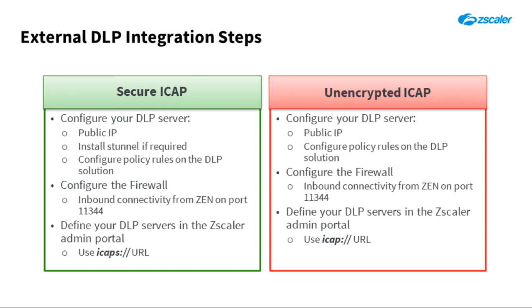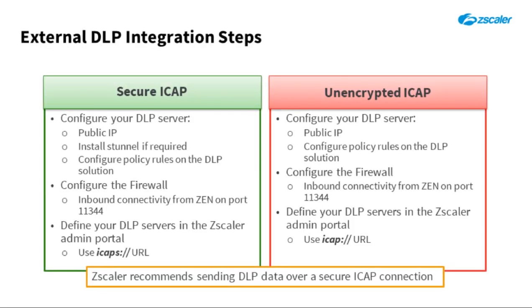To send suspect transactions in an unencrypted form to your external DLP system, you can omit the installation of S-Tunnel, and you need to configure the URL for the ICAP server in the Zscaler admin portal using the protocol definition ICAP. Note that Zscaler recommends using secure ICAP to transfer data to your external DLP system.